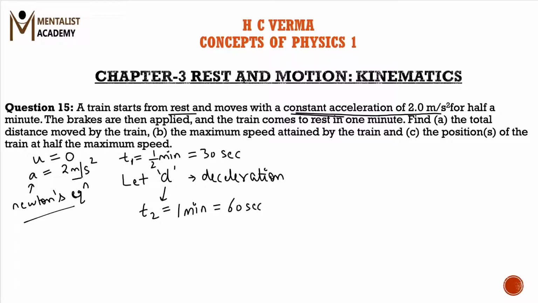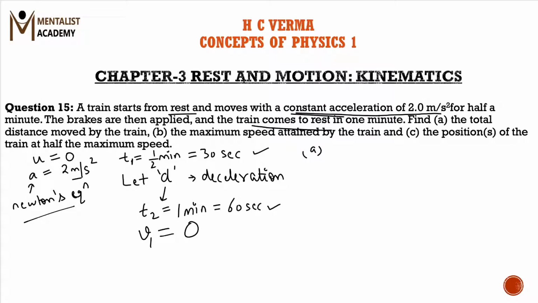So in the A part, what is asked? The total distance moved by the train. We have to find the total distance in how much period? T1 plus T2 period. Okay, after applying the brakes, what is the final velocity? Final velocity is 0 after applying the brakes, because the train comes to rest. Okay, now let us apply the Newtonian equation and let us see what is the distance traveled.